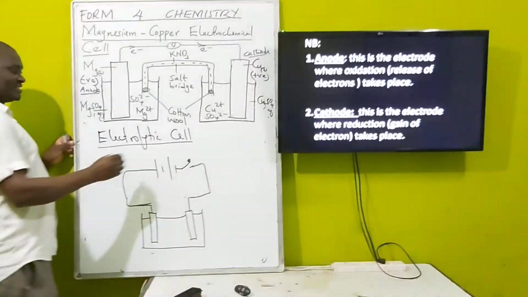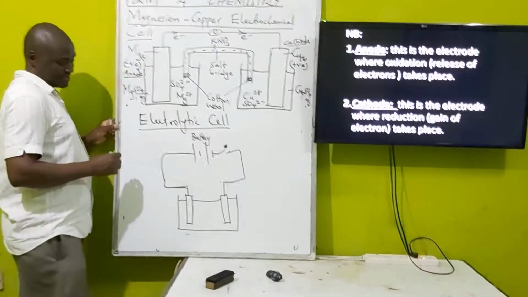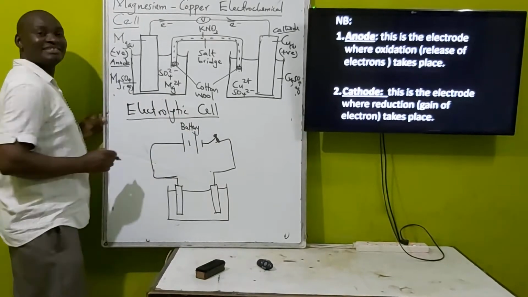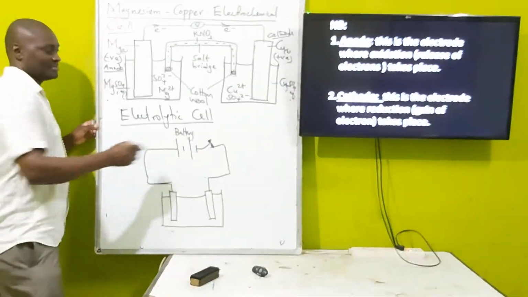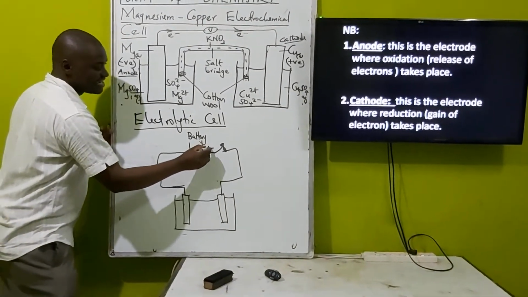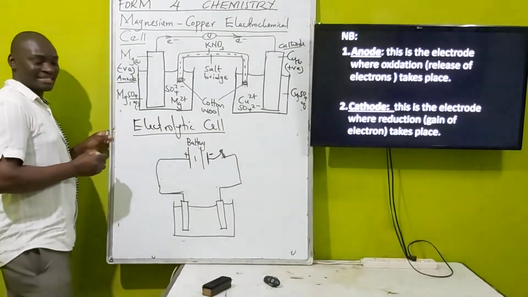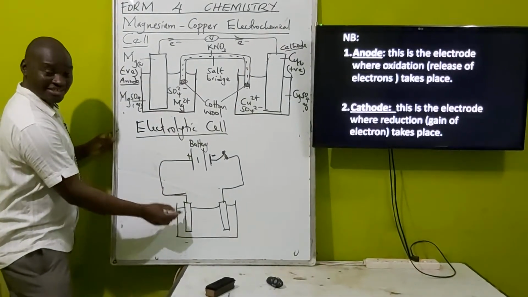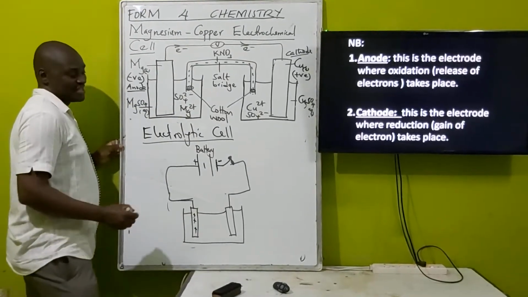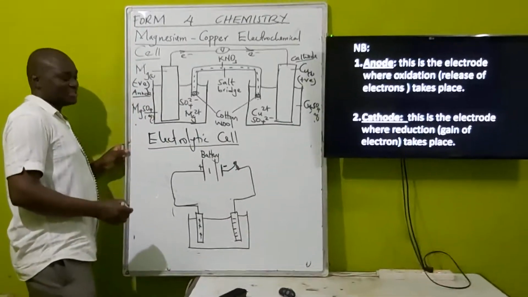So this one is our battery. Now, when we close the circuit, when we complete the circuit by closing the switch, this one is our negative terminal. The long one is our positive terminal of the battery. Anything connected to the positive terminal becomes positively charged. Anything connected to the negative terminal becomes negatively charged.